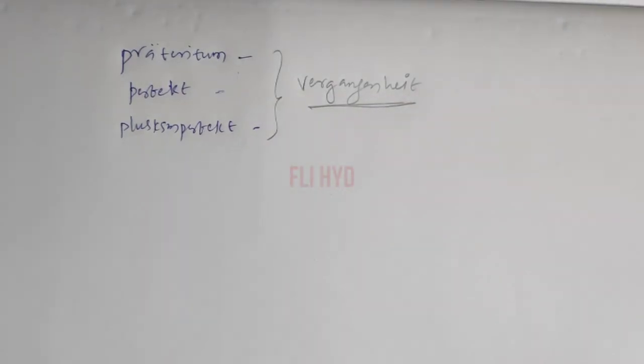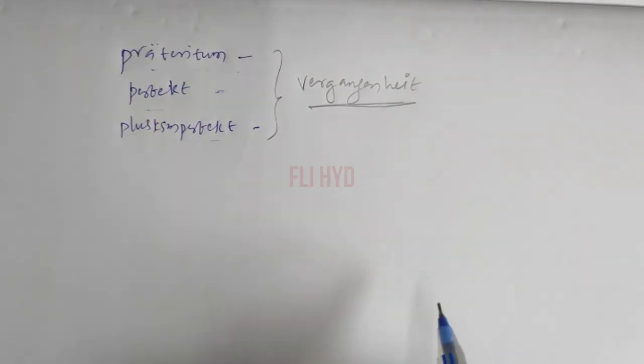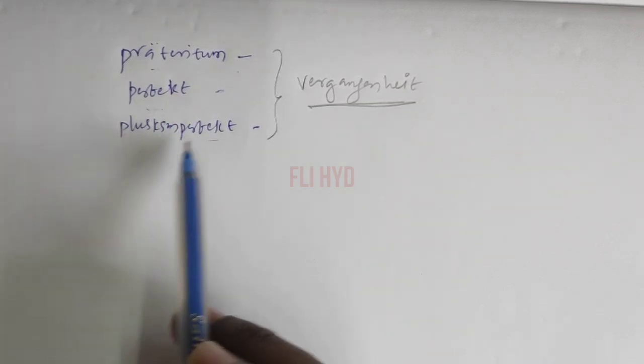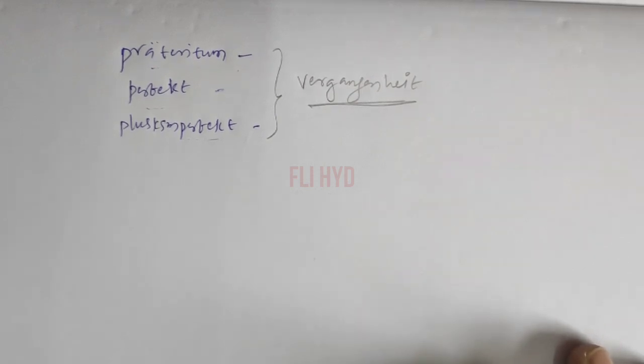For one past tense, we are using three tenses: Präteritum, Perfekt and Plusquamperfekt. Now, in which situations do we use Präteritum, which situation do we use Perfekt, and which situation do we use Plusquamperfekt? We also need to know the structure of each. So first we'll see the Perfekt.